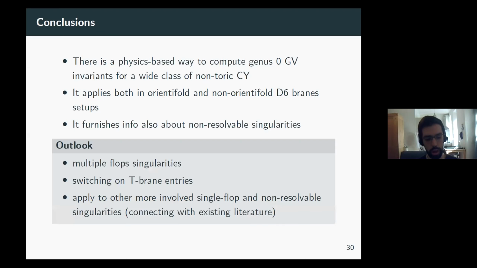So for the future, we are thinking about considering multiple flop singularities, because as of now, we have just considered the so-called generalized conifold that admits 2 P1s in the resolution, but that's our only example for now. And then we also consider switching on T-brane energies in the tachyon in order to better understand the hierarchy in the spectrum of the modes. And finally, we will apply this technique to other more involved single flop and non-resolvable singularities, thus allowing us to connect with existing and future literature.